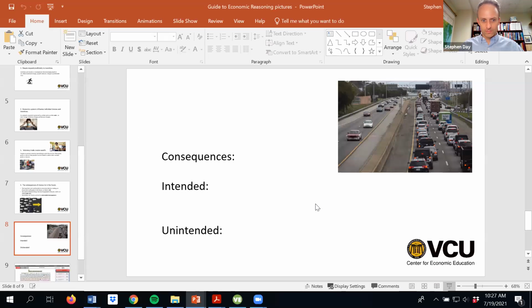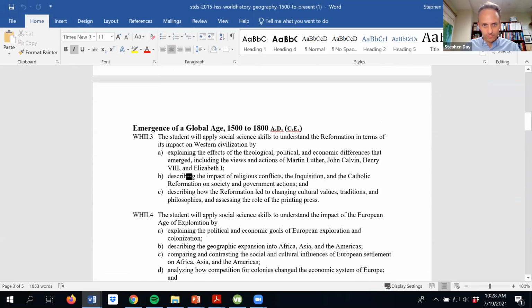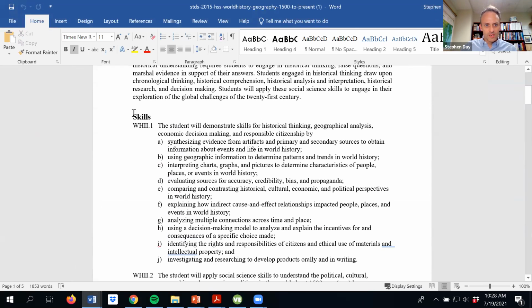So if you look here at the standards, you all will be familiar with the skills section, 1H in every history social science class: use a decision-making model to analyze and explain the incentives for and consequences of a specific choice that was made. So we're going to start getting into ways that we can model choices.